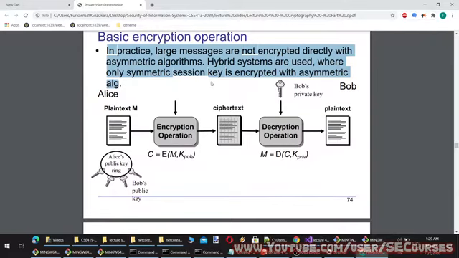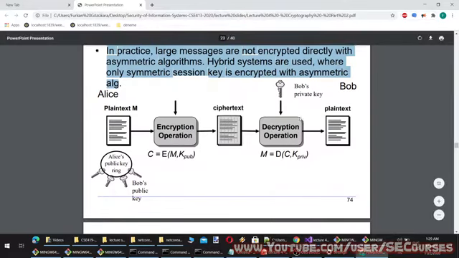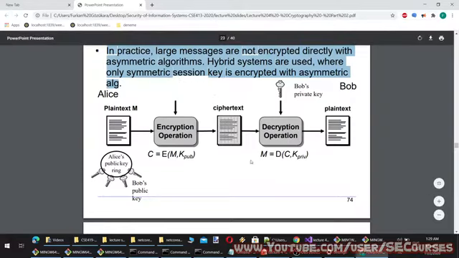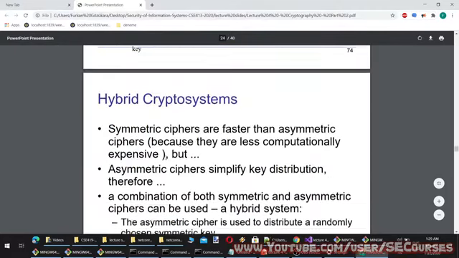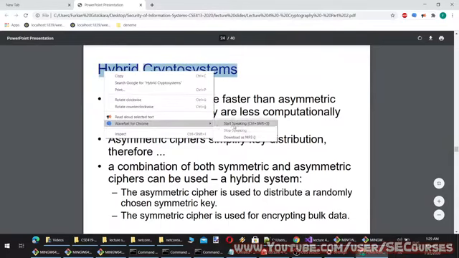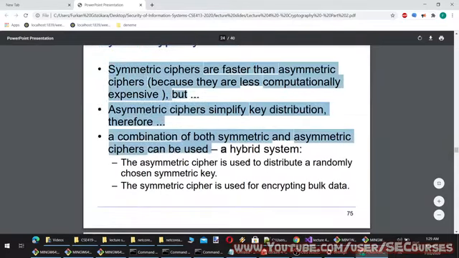Okay, because exchanging private keys is harder. With symmetric encryption, you use the same private key to encrypt and decrypt at the same time. Okay, so there are hybrid cryptosystems. Hybrid cryptosystems.